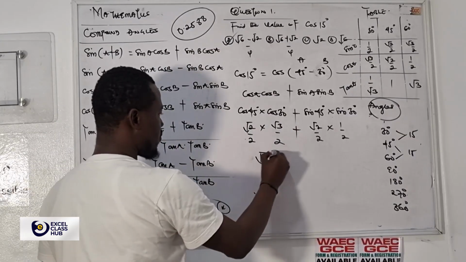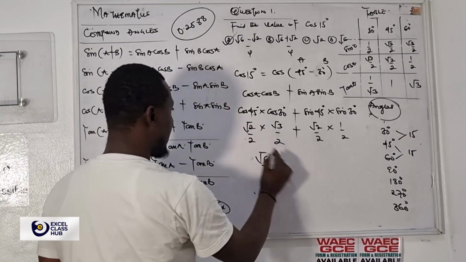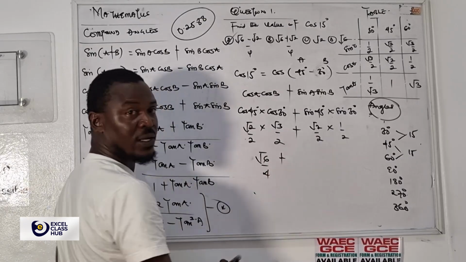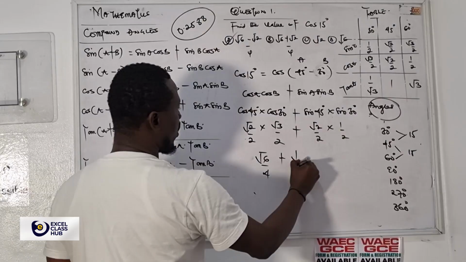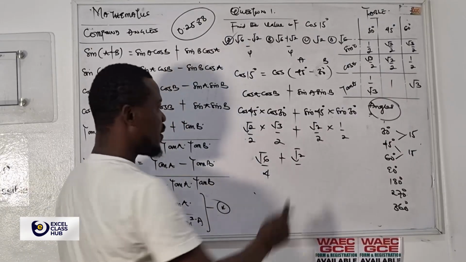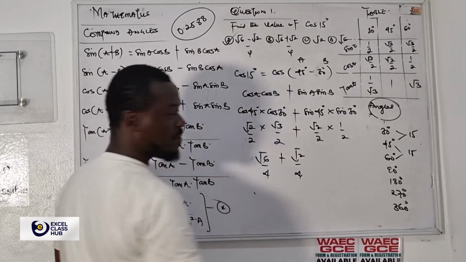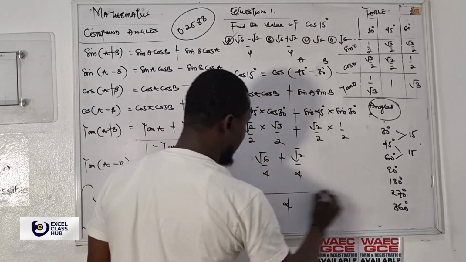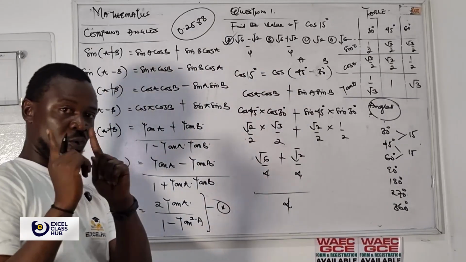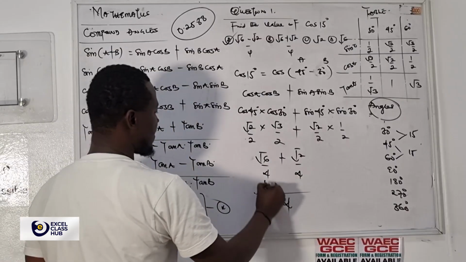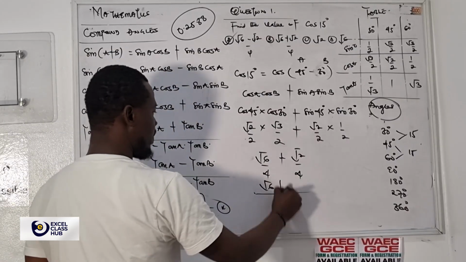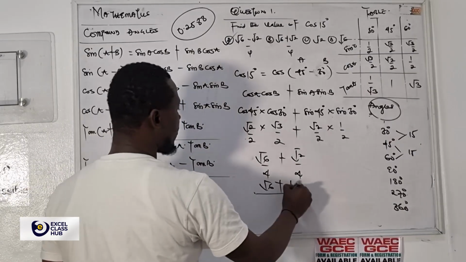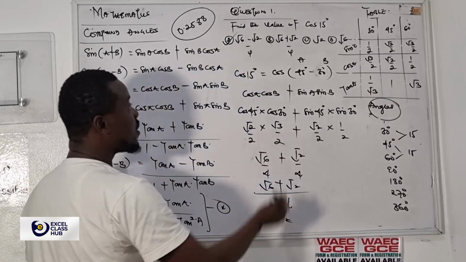So from here, root 2 times root 3, remember, it will give you square root of what? 6. Over 2 times 2 is what? 4. Your positive sign plus. Root 2 times 1 gives you what? Root 2. Over 2 times 2 also still gives you what? 4. So I can find the LCM of 4 and 4, which is 4. Draw your line. 4 divided by 4 is what? 1. And 1 times root 6 gives you root 6. Plus 4 divided by 4 still gives you what? 1. And 1 times root 2 still gives you what? Root 2.